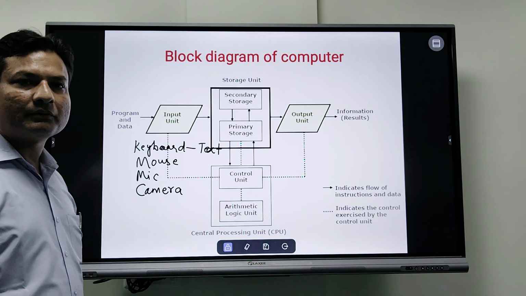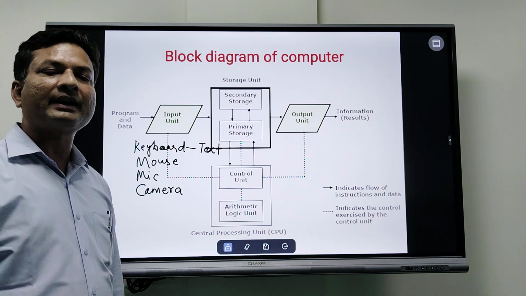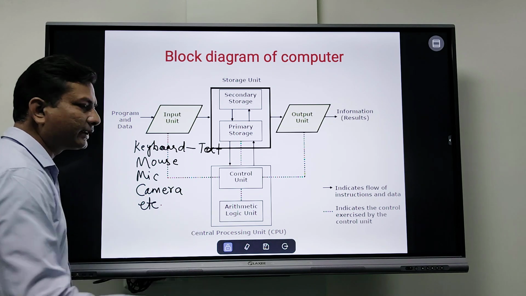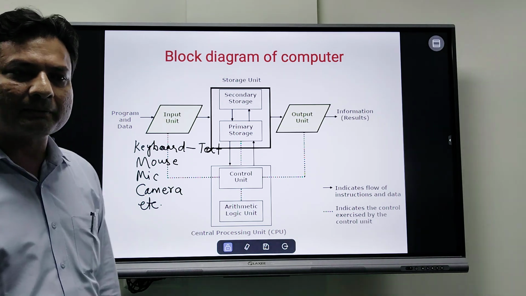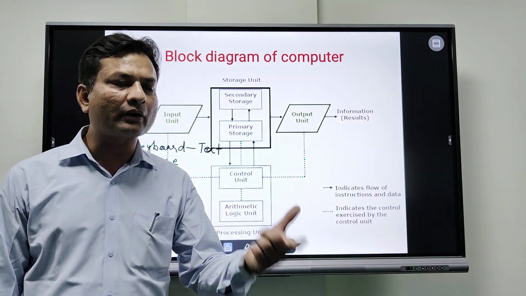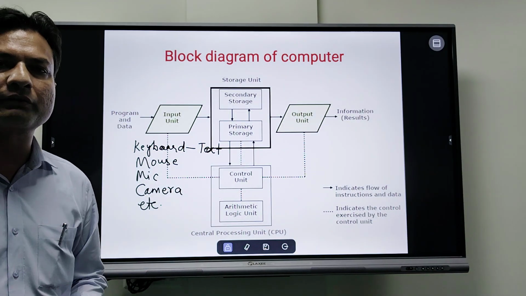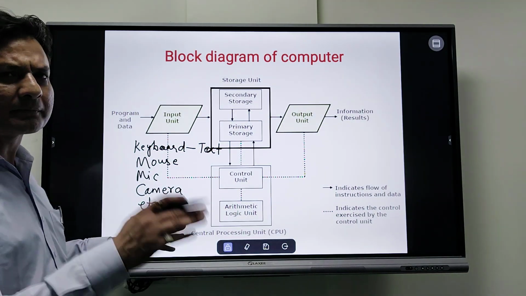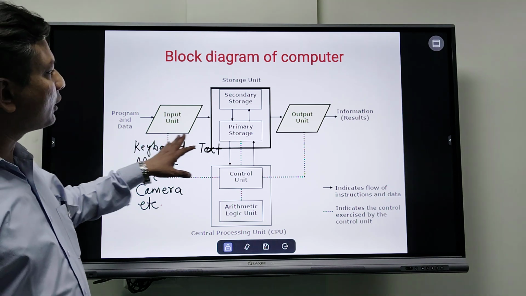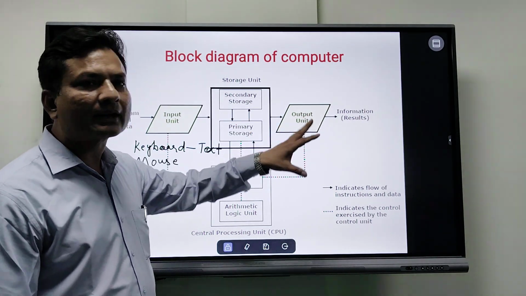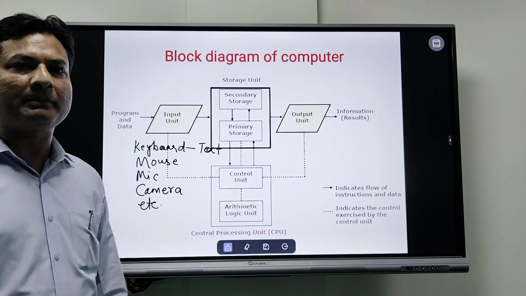Through camera, we can input video inside the computer, and so on. There are many input devices available in the market. Some of them, like joystick, are also there, through which we can control the functioning of the computer. There are many devices available. Now we must know what are the various output devices that are available in the market.